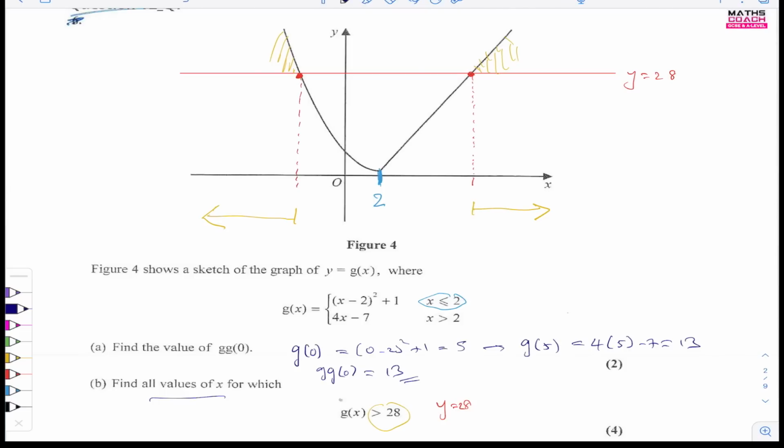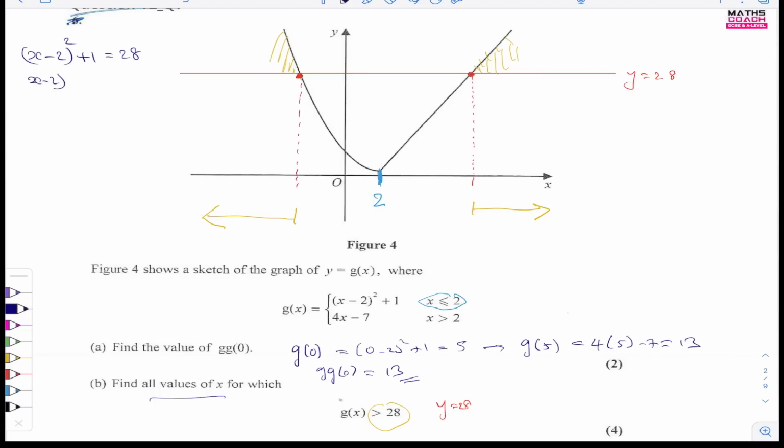Just like in one of the questions you had in the PM1 paper, you had two graphs C1 and C2. Where do they intersect? Well, you just equate them and solve the equation. So here, if you look at the left side is the quadratic branch intersecting the line y equals 28. So we're going to make (x minus 2) squared plus 1 equals 28 to find that point of intersection.